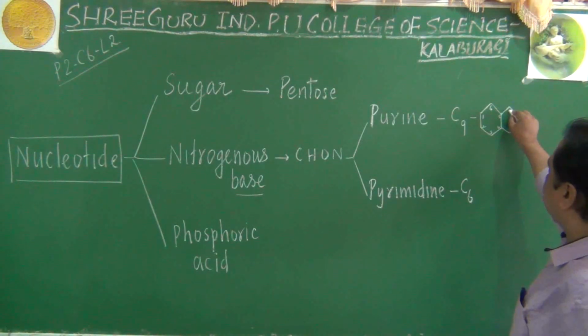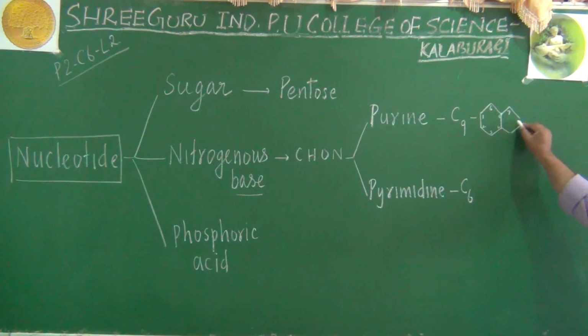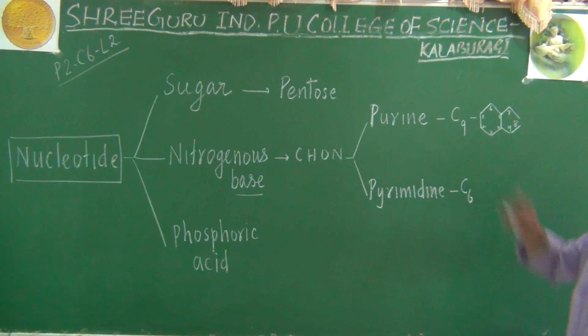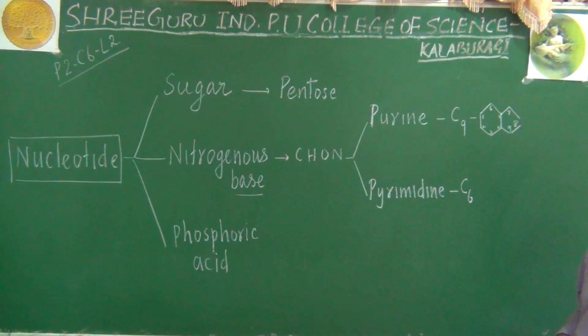Remaining 3 carbon atoms can be written like this. This is the 7th carbon atom, 8th carbon atom and 9th carbon atom, like that. 9 carbon atoms are present in the purine. So purines contain 9 carbon atoms and they are double ringed structures, remember.